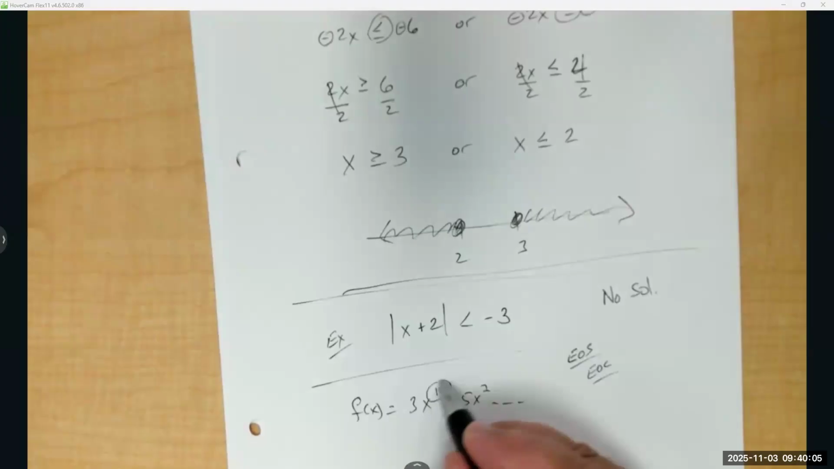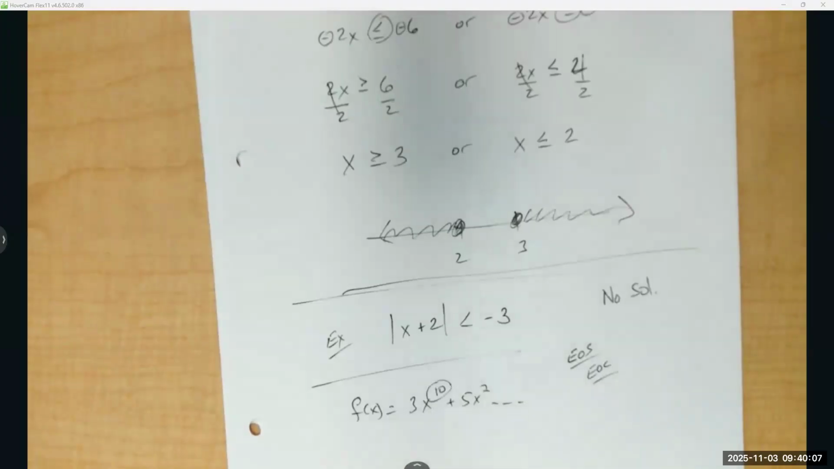We're going to have much bigger degrees. We're going to be able to graph those. You can find me the x-intercepts, find me the y-intercepts, where it's increasing, where it's decreasing. That's next time.